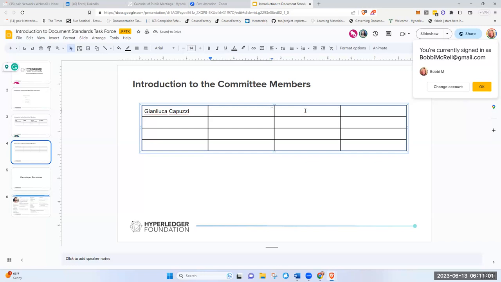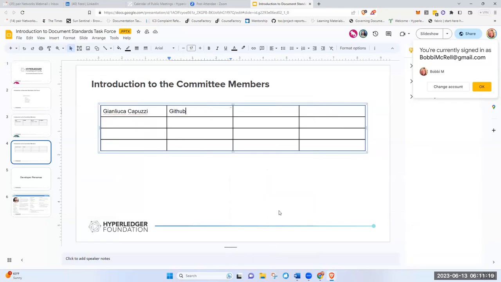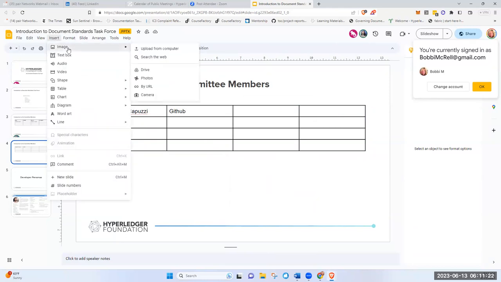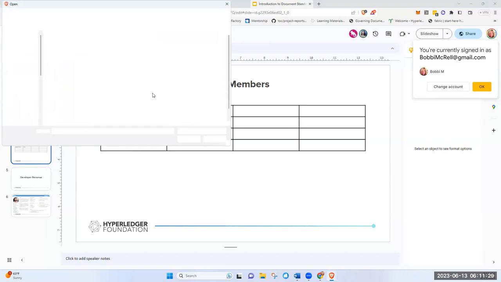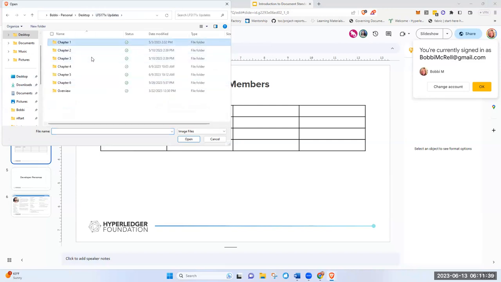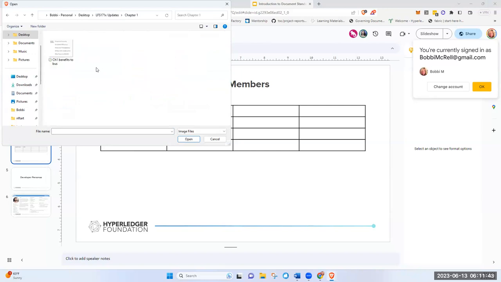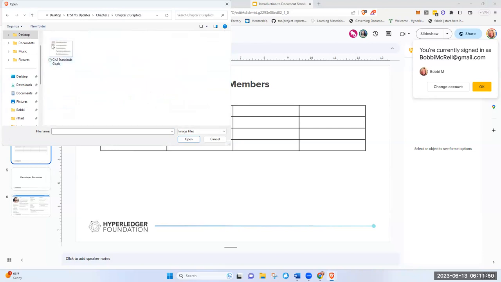Sorry. And then just put his email here. And then I would format the table nicer. So maybe get rid of the lines so it doesn't look so grid-like. I don't know. Or even, let me see. What do I want?